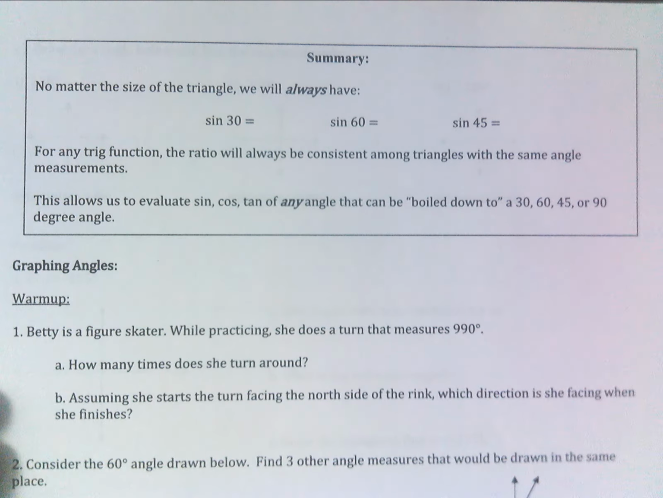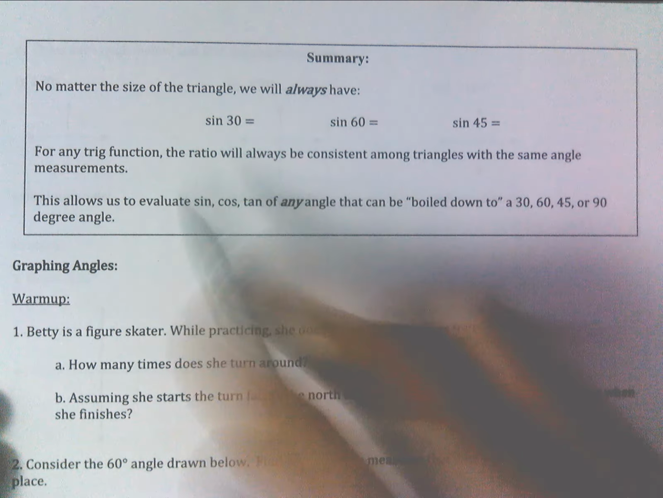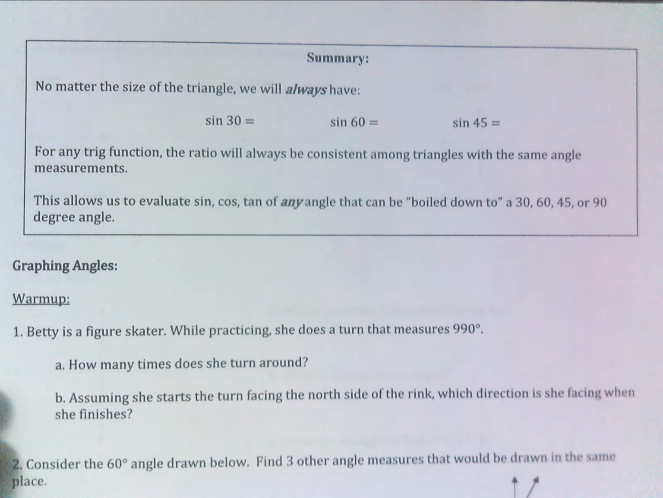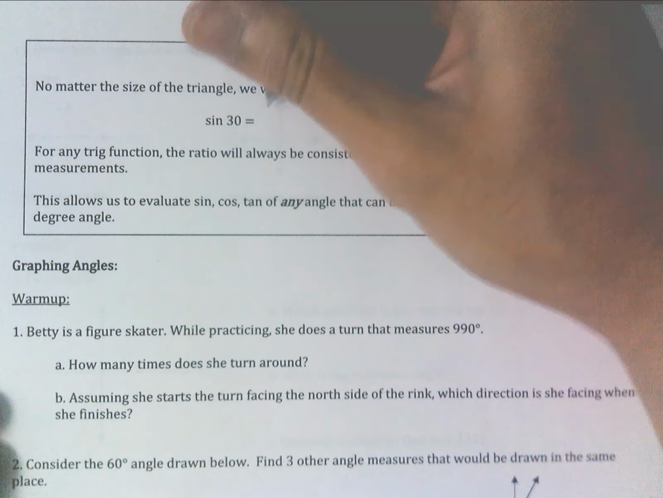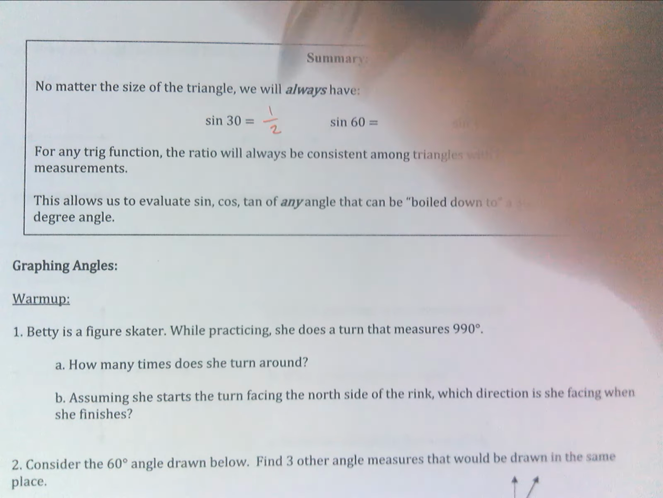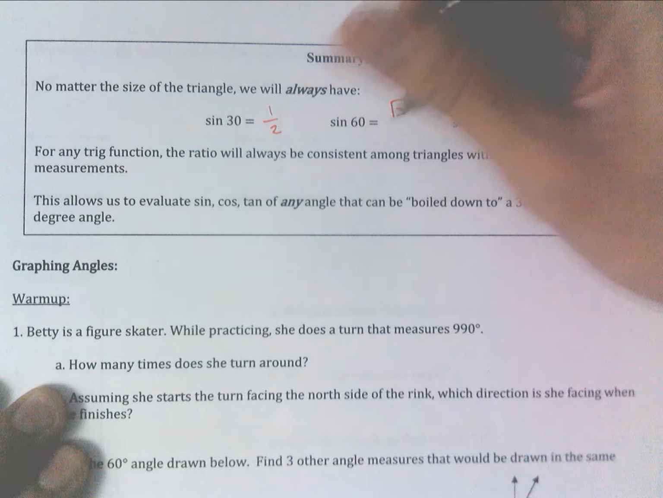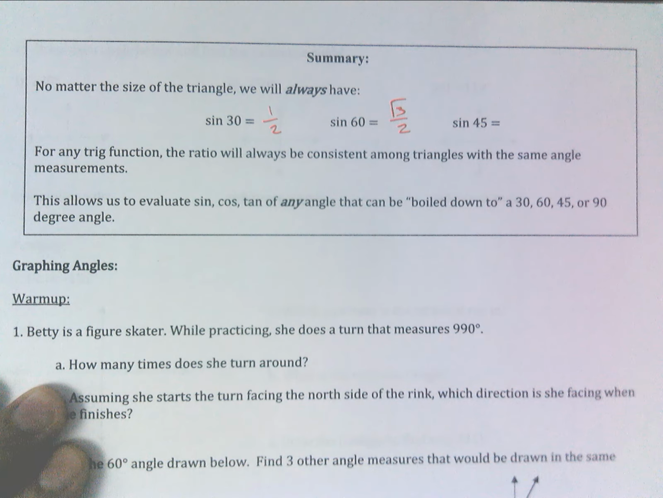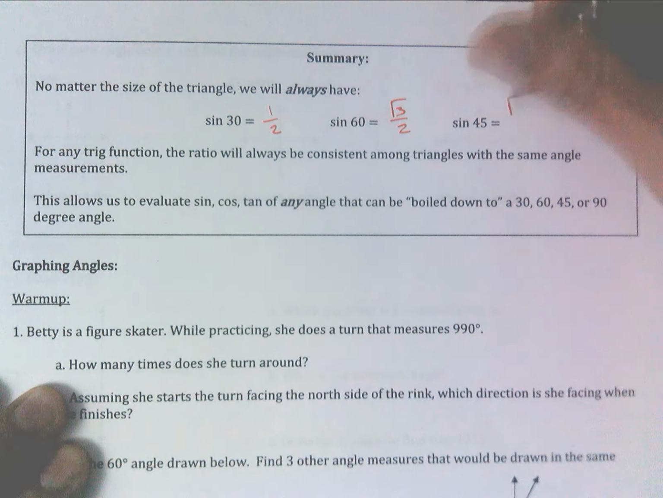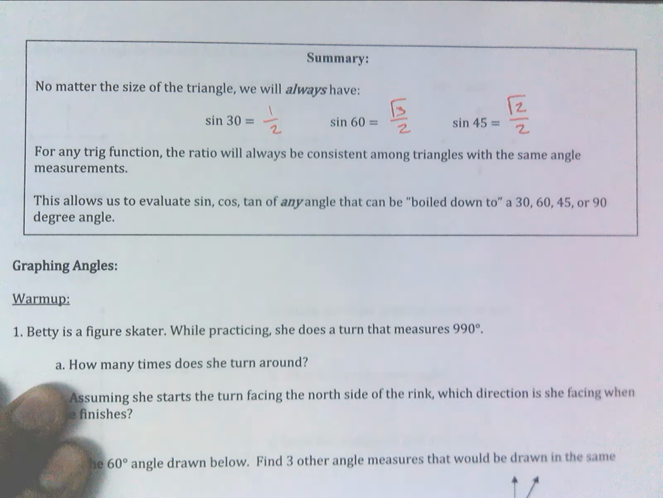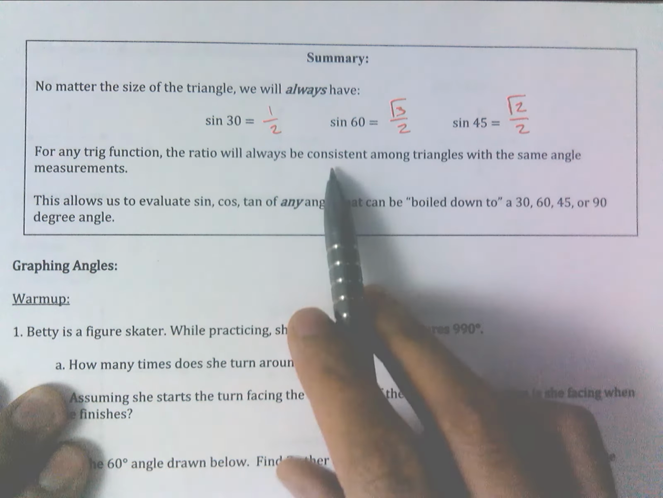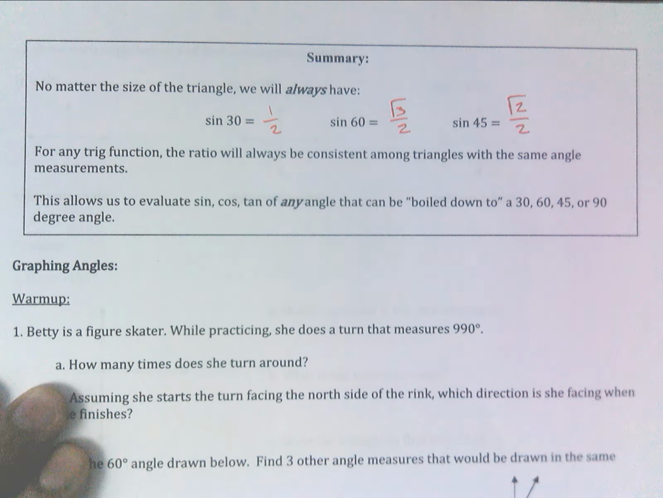So in summary, no matter what the size of the triangle, we'll always have these same ratios of the side lengths. So if we're looking at a 30, 60, 90 triangle, sine of 30 is always going to be 1/2. Sine of 60 is always going to be root 3 over 2. And then sine of 45 is always going to be root 2 over 2. Again, these ratios will always be consistent for all triangles, no matter what the size of the side lengths are.